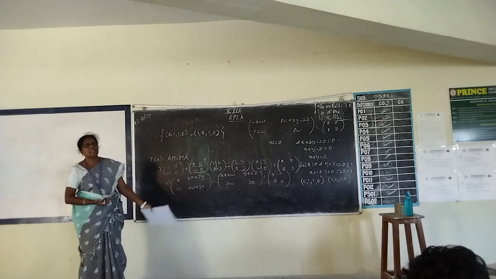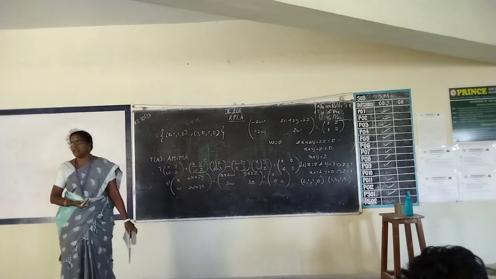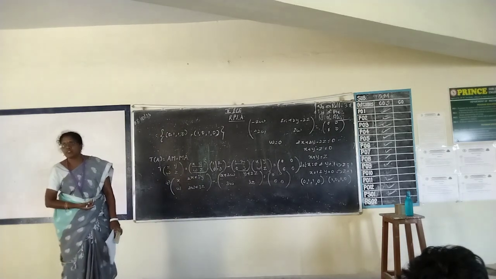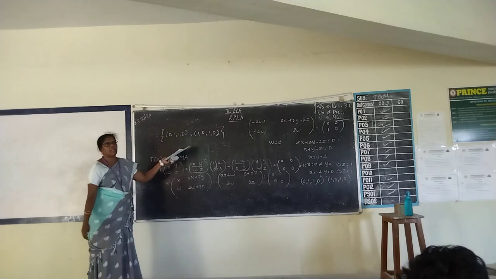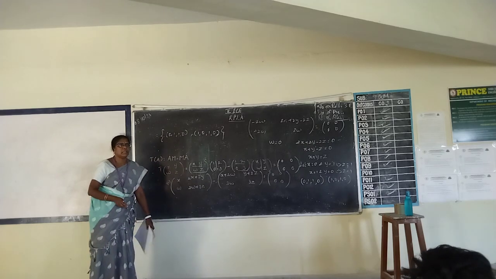For this problem, what is the nullity? What is nullity? It is the dimension of the null space of T. How many elements are in the basis of the null space? 2. So the nullity of T will be equal to 2.